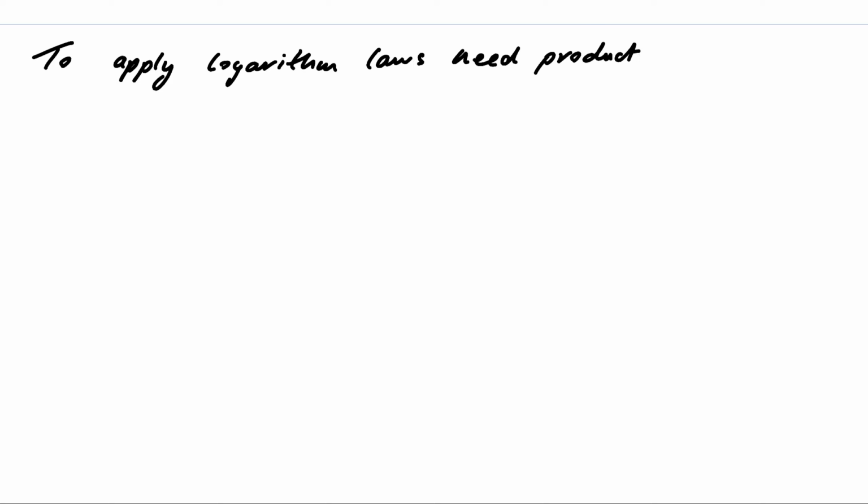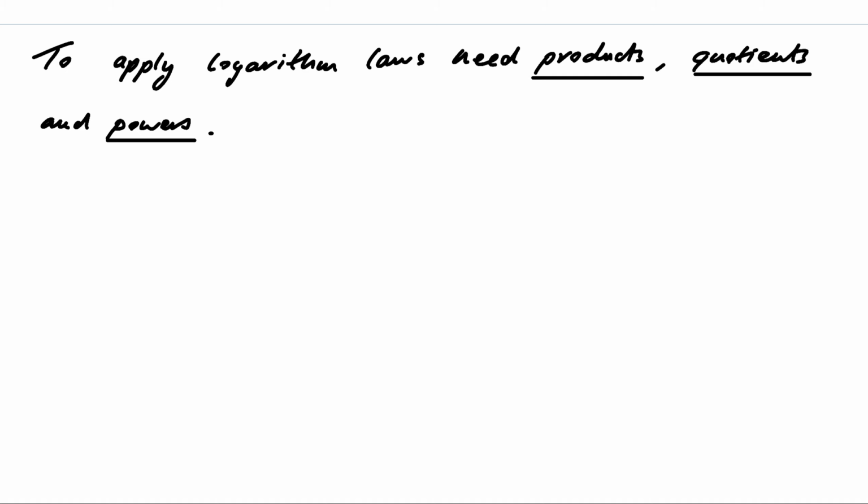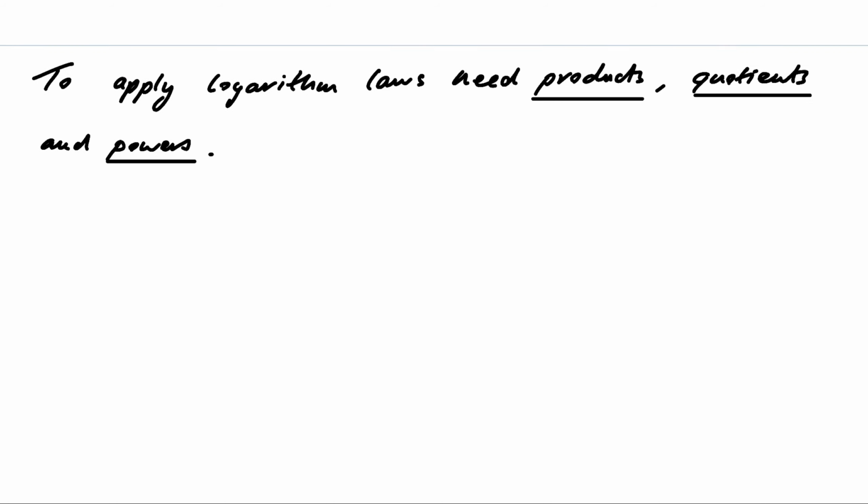So to apply the logarithm laws, we can't have sums. We need products, quotients, and powers. So what I've got to do is express the left-hand side as something, not a sum, basically, right? So let's try it. Let's do 2 to the x plus 2 to the x plus 1.